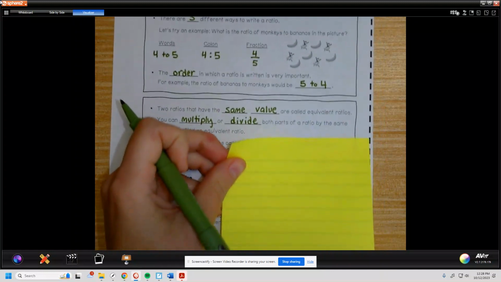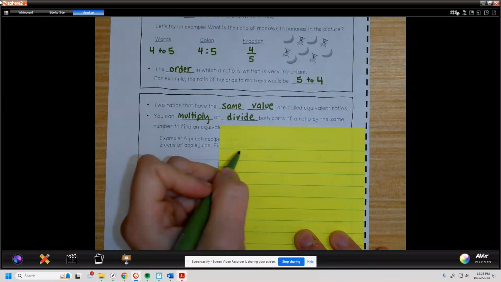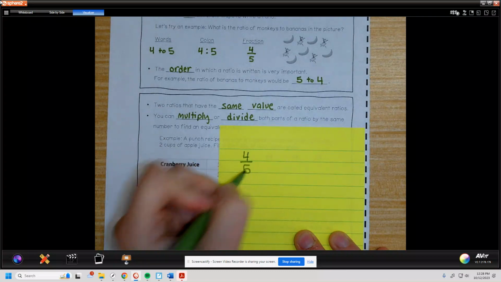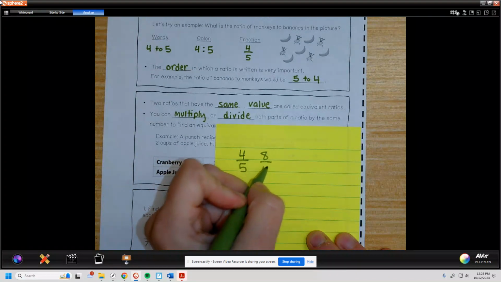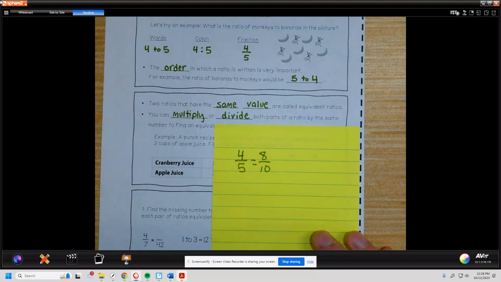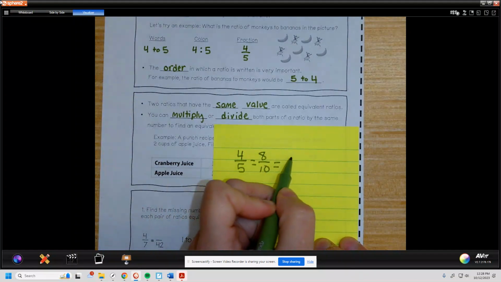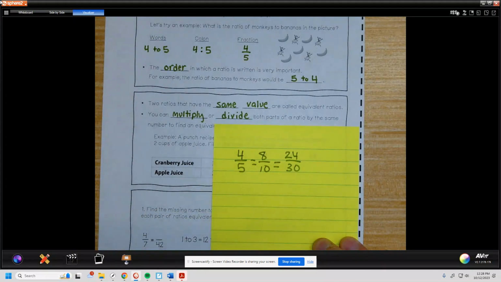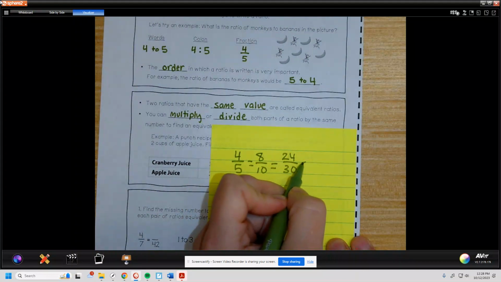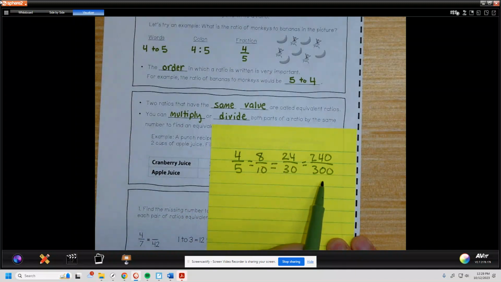Let me just show you an example real quick. Let's use 4/5, so a 4 to 5 ratio. You could double it to make it 8 to 10, and those would be equal. I could take this one and multiply them both by 3. That would be 24 to 30. That's equivalent to all those. I could multiply these by 10, 240 to 300. So all of these ratios simplify back down to 4/5.